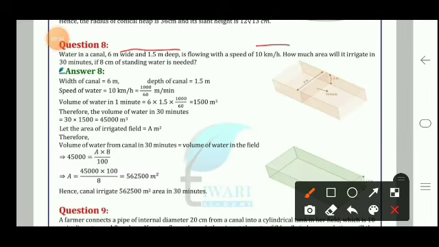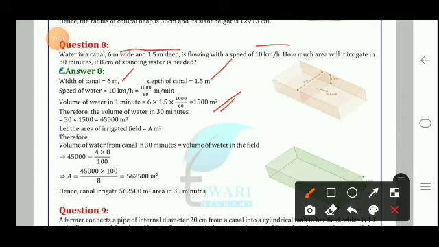As we can see the canal here, the water flowing in 30 minutes is used to irrigate a field whose height of standing water is 8 centimeter. So the width of the canal is 6 meter, depth of the canal is 1.5 meter, speed of water is 10 kilometer per hour, that will be 1000 by 60 meter per minute. Okay, 1 kilometer is 1000, so 10 kilometer will be 10,000. The volume of water in 1 minute is 1500 cubic meter.